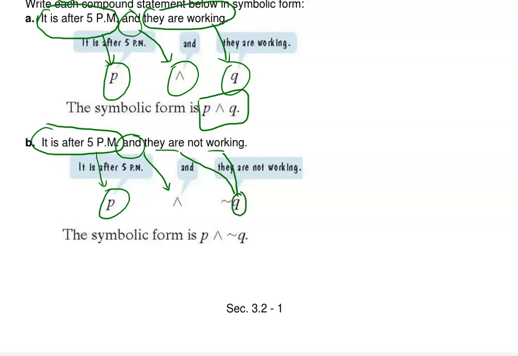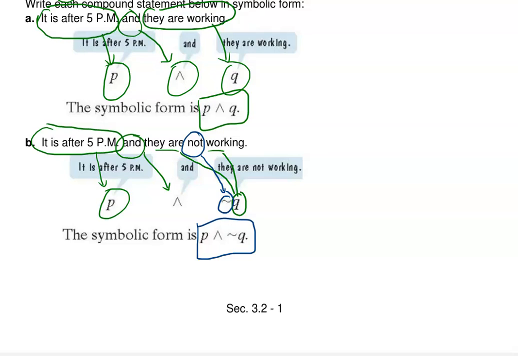But we're negating that statement, right? There's the word not in here. So we are negating the statement of Q. And if you'll remember from section 3.1, the way we negate a statement is with the little squiggly line in front of it. And so this will translate symbolically to this. The way we would read that is P and not Q. That would be the symbolic translation.